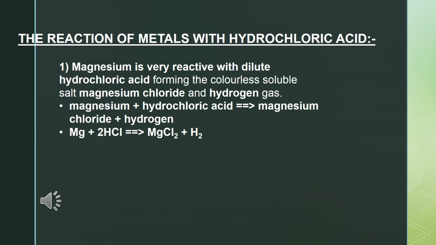In concentrated, there is no water, just the presence of a pure chemical. So magnesium is very reactive with dilute hydrochloric acid, forming a colorless soluble salt called magnesium chloride, and hydrogen gas. As you can see in the equation, the magnesium reacts with hydrochloric acid and forms magnesium chloride and hydrogen. The magnesium chloride formula is MgCl2, and hydrogen gas is also produced in this reaction.